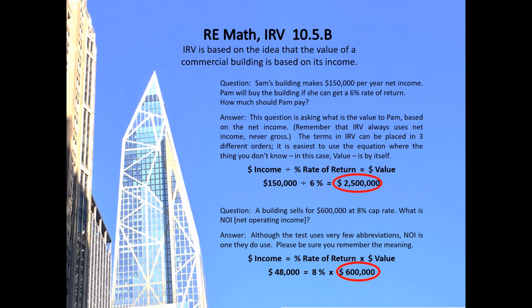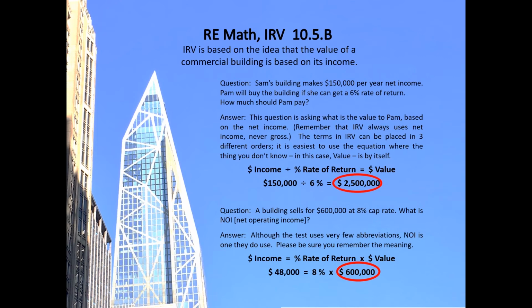Well, here's the answer. This question is asking what is the value to Pam based on the net income. Remember that IRV always uses net income, never gross. The terms in IRV can be placed in 3 different orders. It is easiest to use the equation where the thing you don't know, in this case value, is by itself. Income divided by rate of return equals value. $150,000 divided by 6% equals $2,500,000.